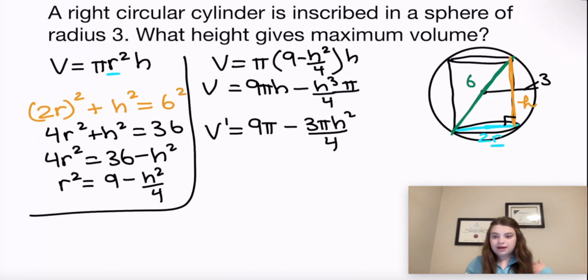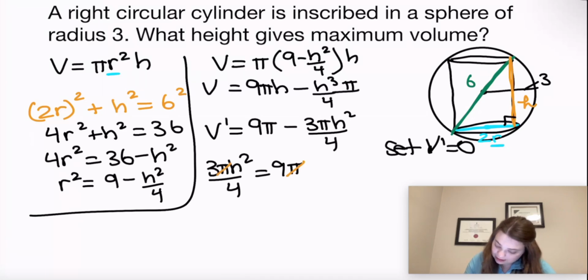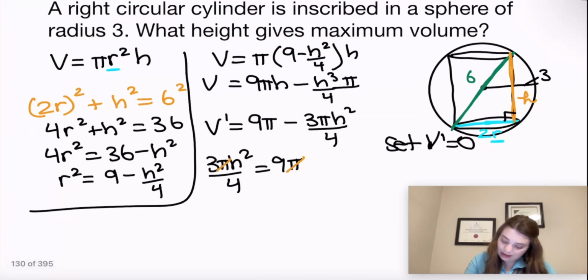Next, recall that whenever we're optimizing, we want to set the derivative to 0. So I'll be setting the derivative of my volume to 0. And if I do that, I'm going to get that 3 pi h squared divided by 4 is equal to 9 pi. Then I'm going to just cancel out my pi's. Can I cancel anything else out? I don't think I can, but that's okay.